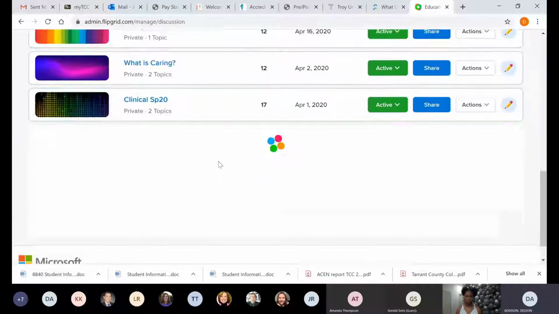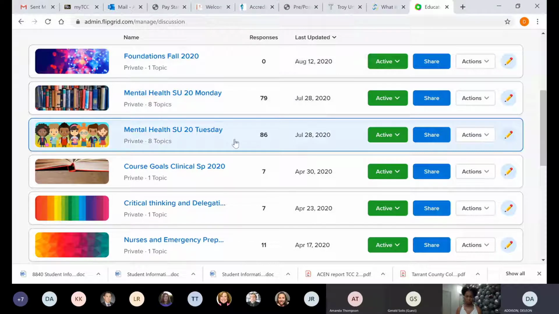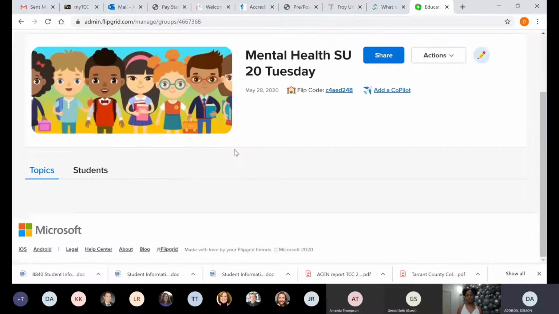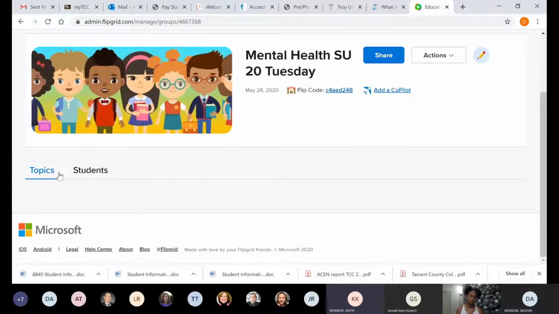So any ideas how I use this in my class? It's a question. Anybody want to try? Any thoughts as to how we use this? It's just a means of getting students engaged, getting them to do something, participate.